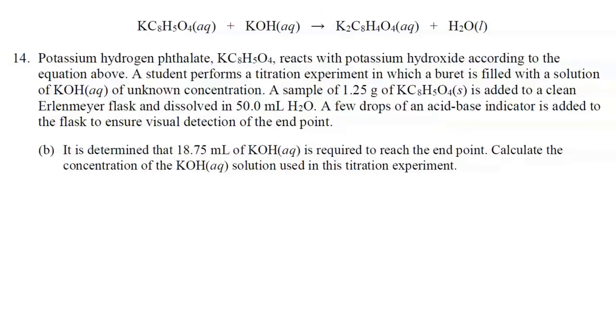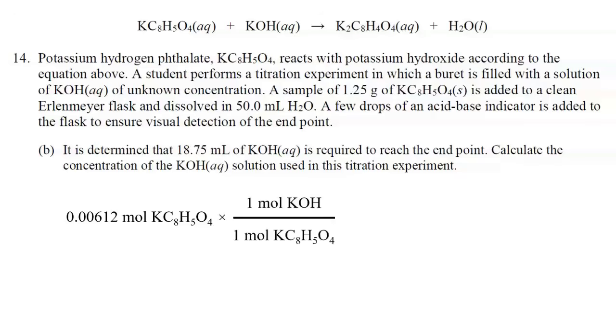In part B, it says it is determined that 18.75 milliliters of potassium hydroxide is required to reach the endpoint. Calculate the concentration of the potassium hydroxide solution used in this titration experiment. So what we know so far from part A is that we have 0.00612 moles of potassium hydrogen phthalate. We have a balanced chemical equation with coefficients of 1 for the reactants, so that tells us that there's 1 mole of potassium hydroxide for every 1 mole of potassium hydrogen phthalate. So now we know the moles of potassium hydroxide, which is 0.00612.